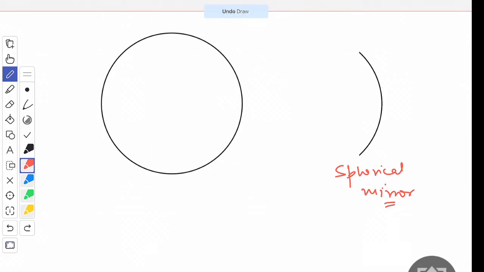Second thing is, any sphere has got some property. What is the main property of a sphere, like, how do you specify it?